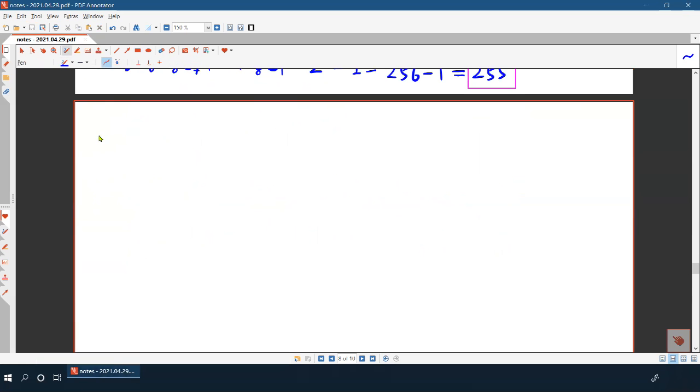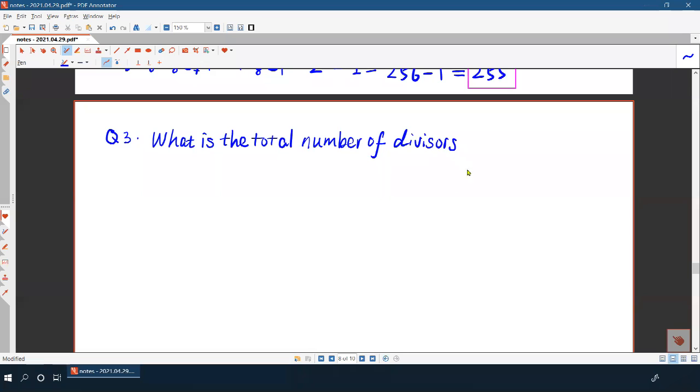Question 3. The question is, what is the total number of divisors of 2310? Okay, what is the total number of divisors of 2310?